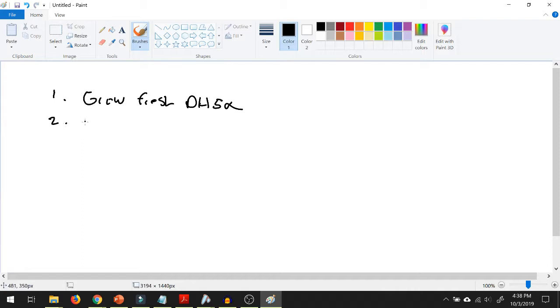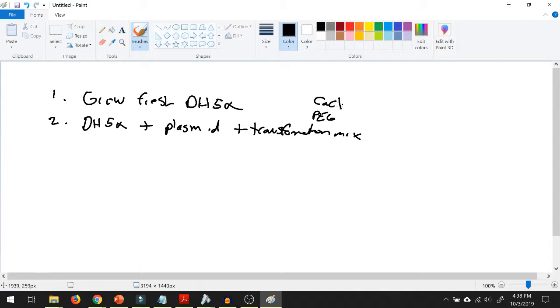Step 2, what you're going to do is mix your DH5 alpha plus plasmid plus transformation mix. Right? Remember, the transformation mix has the cations and it has the polyethylene glycol. So PEG plus calcium chloride, which helps the plasmid get into the cell. Now, what you're going to do after this is you're going to try to introduce a rapid temperature change.